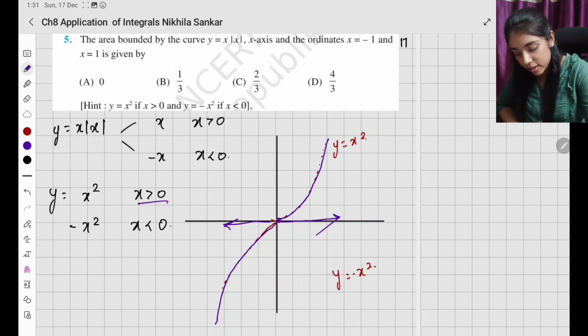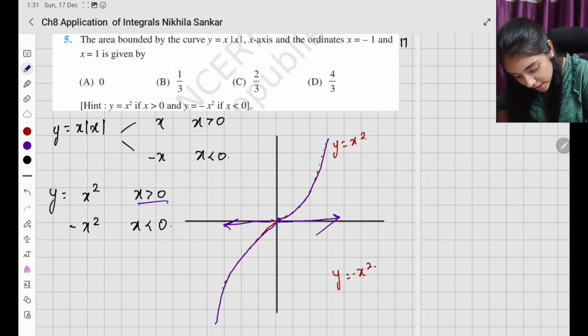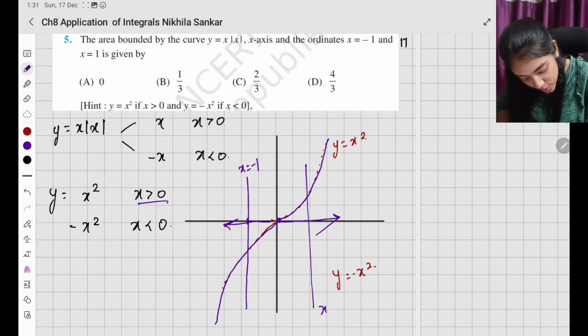And what are the other points? X is equal to minus 1, right? So now let this be x is equal to minus 1. So x equals minus 1 and x equals 1. So let this be x equals 1. Okay, so what is my shaded region now? This is going to be my shaded region.